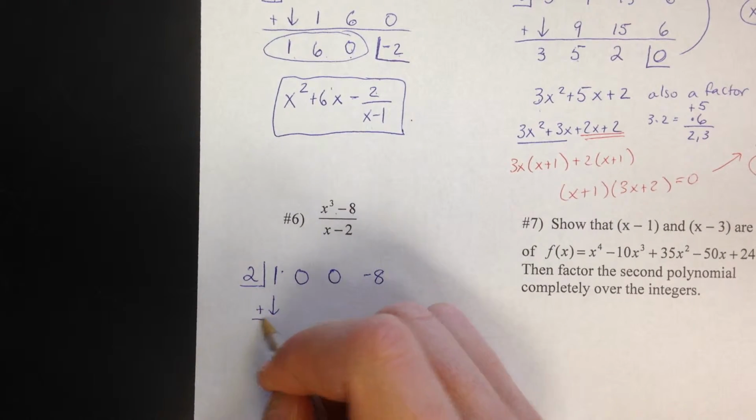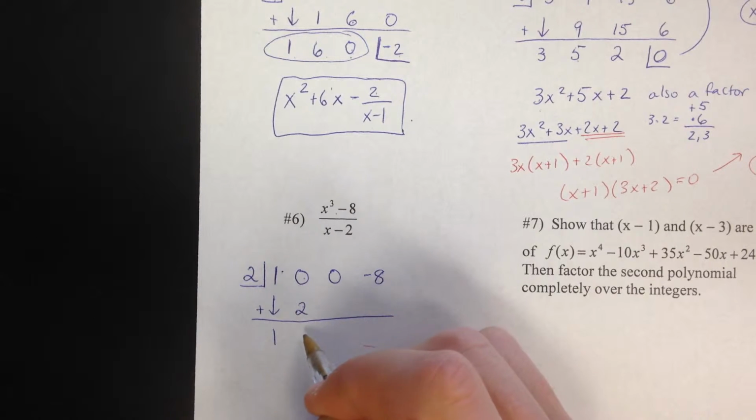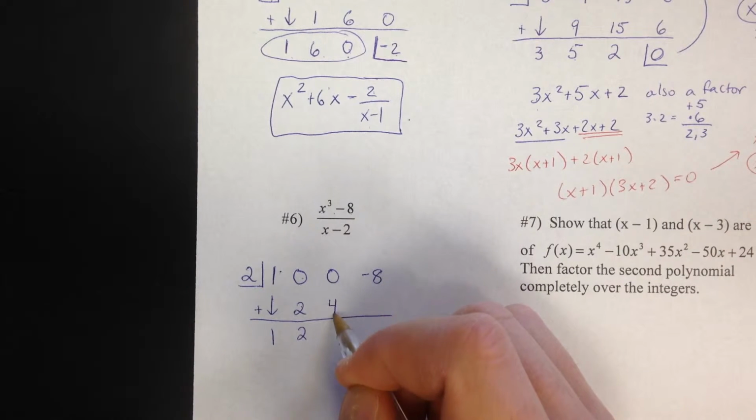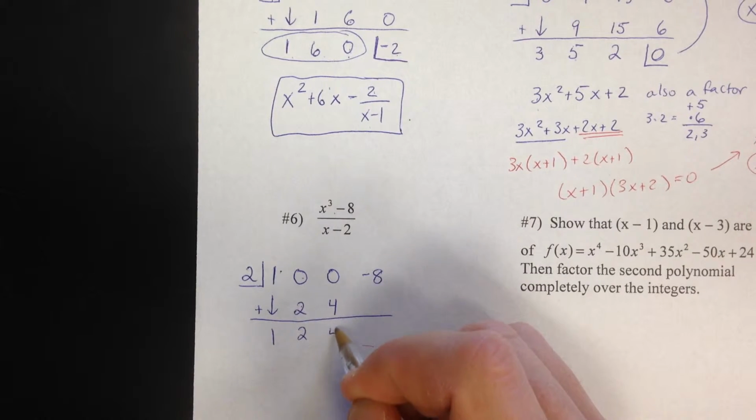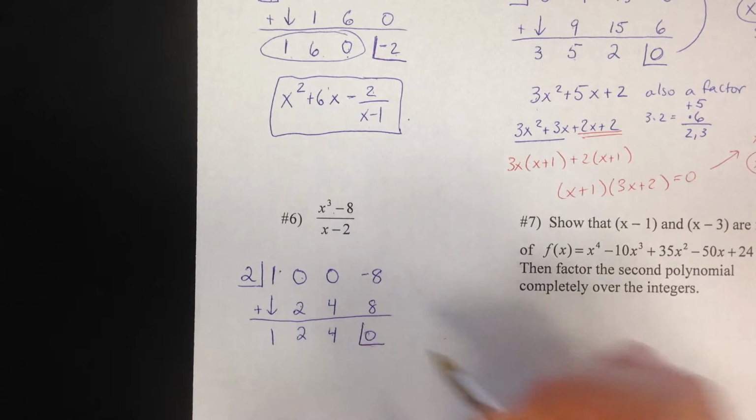The 1 comes down. 1 times 2 is 2. 0 plus 2 is 2. 2 times 2 is 4. 0 plus 4 is 4. 4 times 2 is 8. Negative 8 plus 8 is 0.